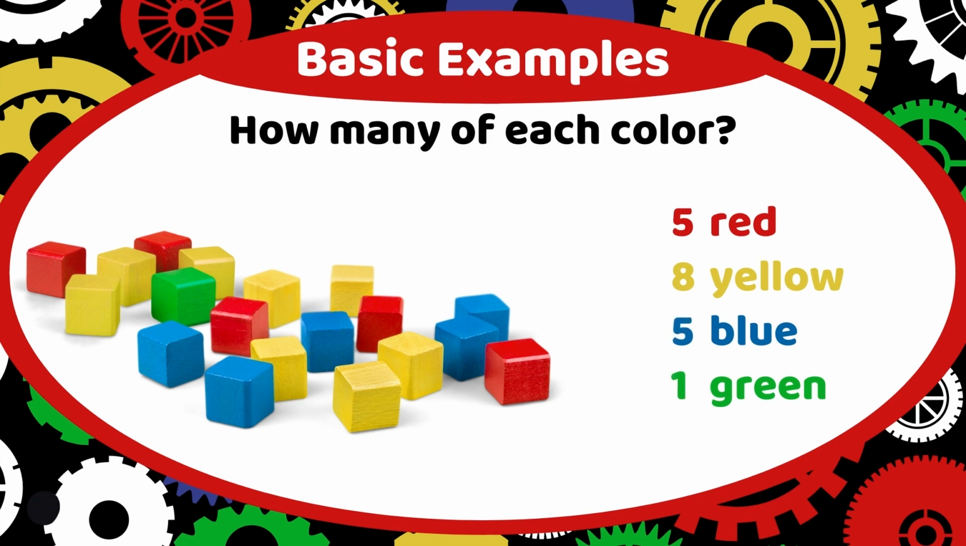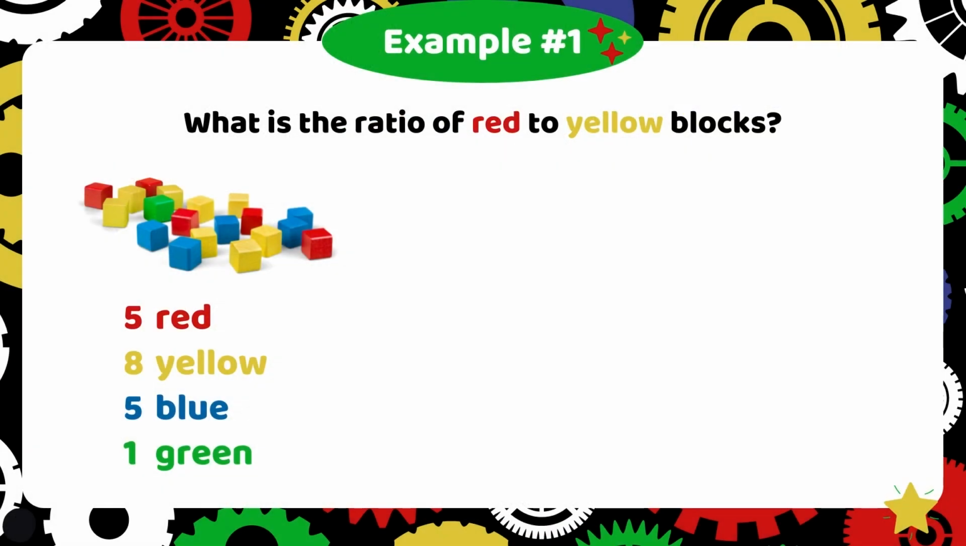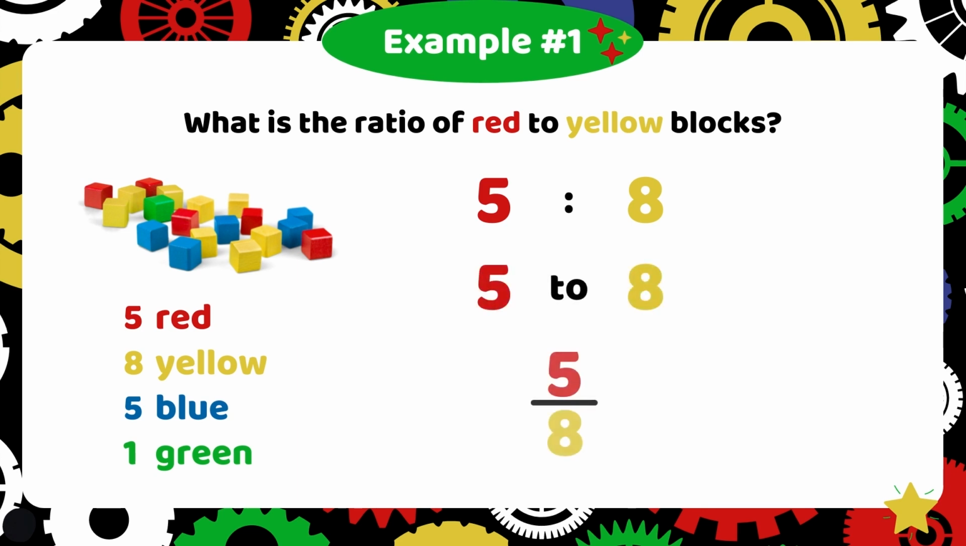We will use these amounts to write some basic ratios. Example number 1, what is the ratio of red to yellow blocks? You're going to see that we can write it in 3 different ways. 5 colon 8, 5 to 8, and 5 over 8. You'll notice that all 3 of these have the 5 first and the 8 second. Also, all of them are read by saying 5 to 8.